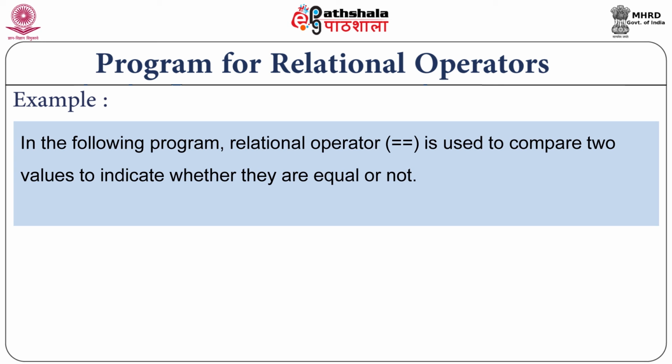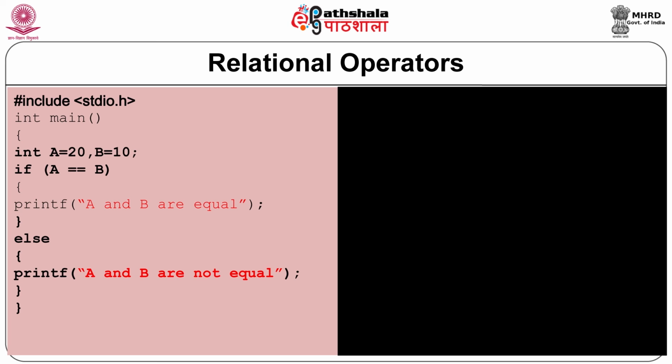This is the task. Now, let us see this program. Here I am using relational operator, A equal to 20, B equal to 10. So, these values are not similar. Now, I want to check through the program. If A equal to B, here I am using relational operator, you know these values are not same, and I am using this relational operator in if statement.